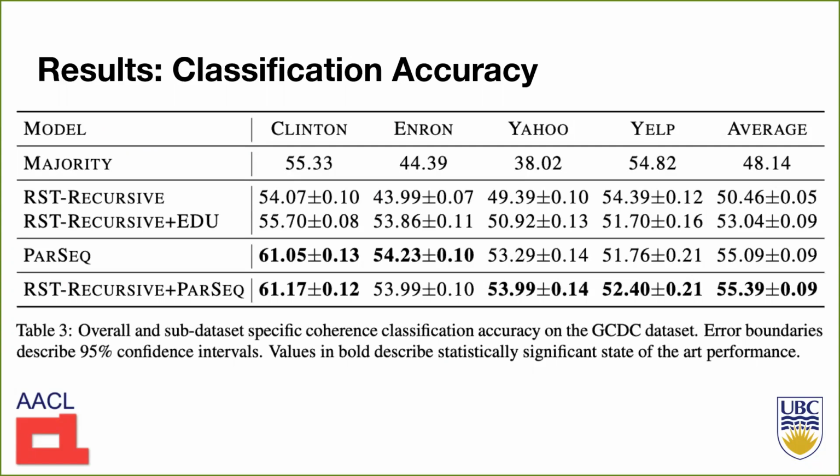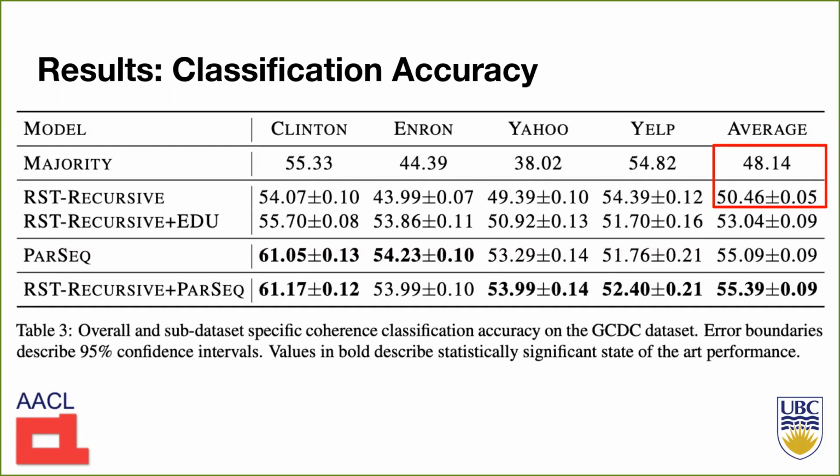Now we present the final results. Here, the columns denote the performance on specific genres and rows denote the models being tested. Focusing on the average accuracy across all genres, the RST-Recursive plus EDU model achieves a competitive overall accuracy at 53%, close to the state-of-the-art ParSeq. Although this lags behind ParSeq by a noticeable 2% margin, the RST-Recursive plus EDU model achieves this performance with 62% fewer parameters, demonstrating the usefulness of linguistically motivated features.